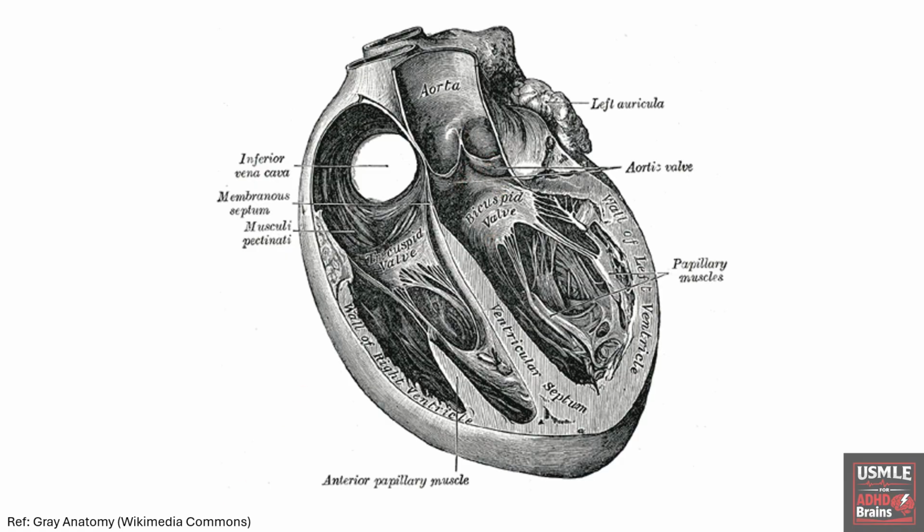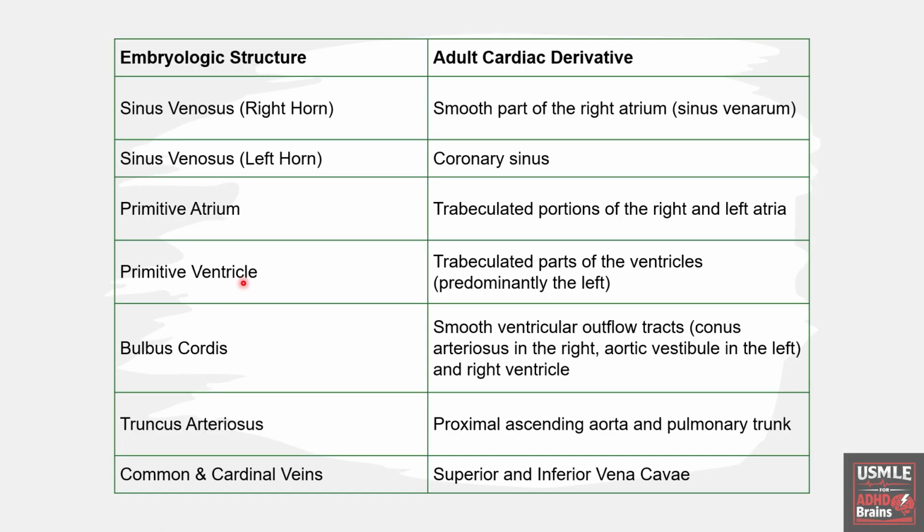A useful way to organize cardiac embryology is to match each embryonic structure with its main adult derivative. The sinus venosus contributes to the smooth part of the right atrium, and its left horn becomes the coronary sinus. The primitive atrium forms the trabeculated portions of the atria. The primitive ventricle mainly gives rise to the trabeculated left ventricle, while the bulbus cordis contributes to the right ventricle and the smooth ventricular outflow tracts.